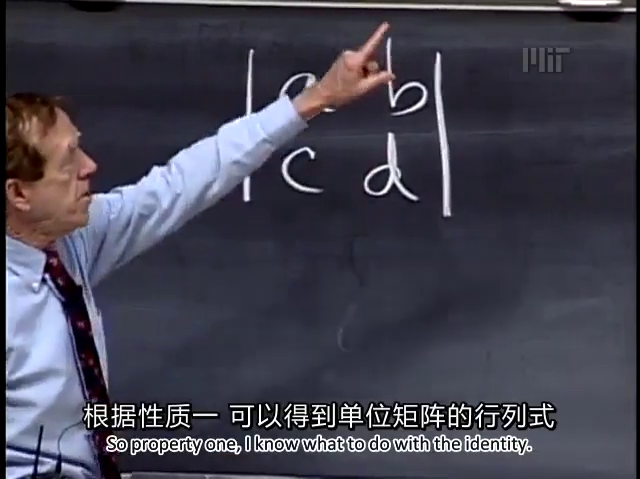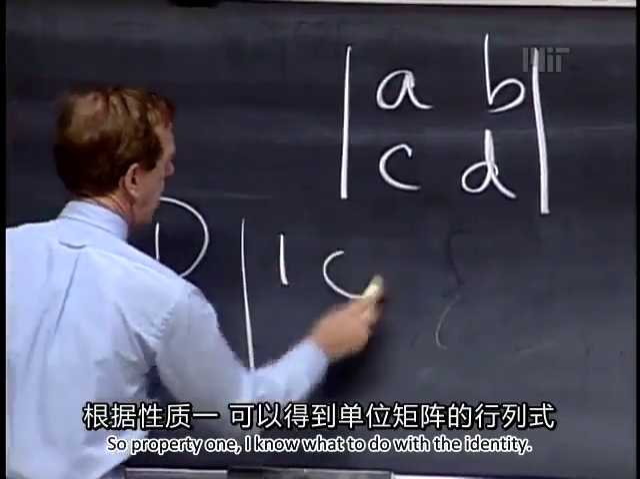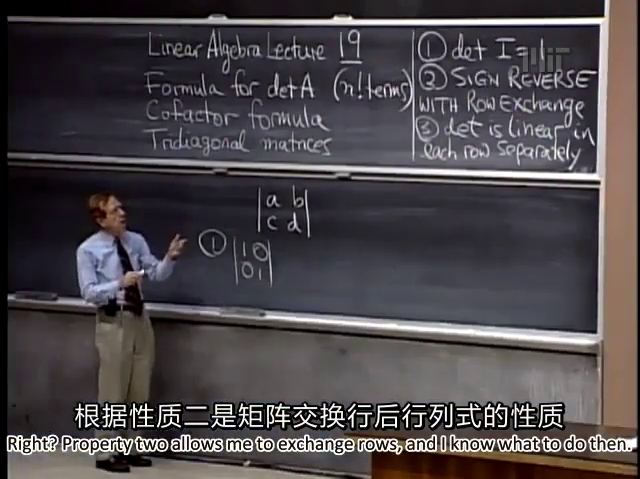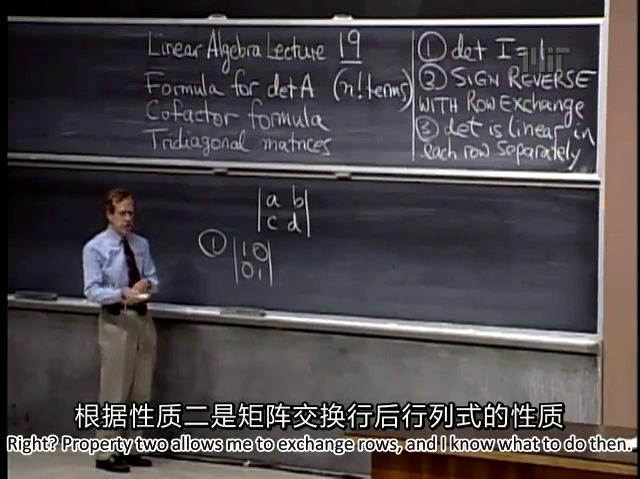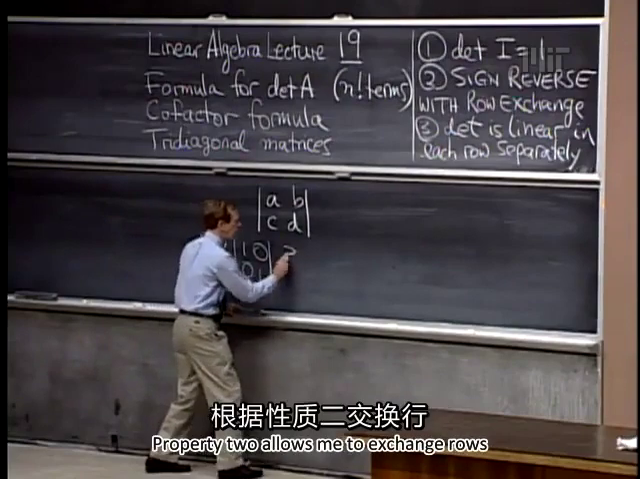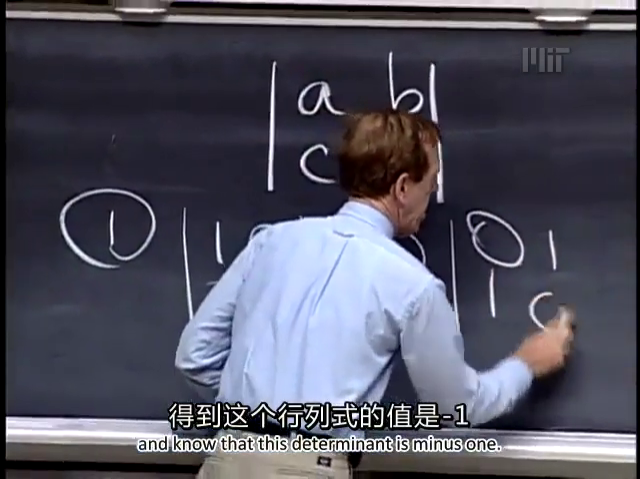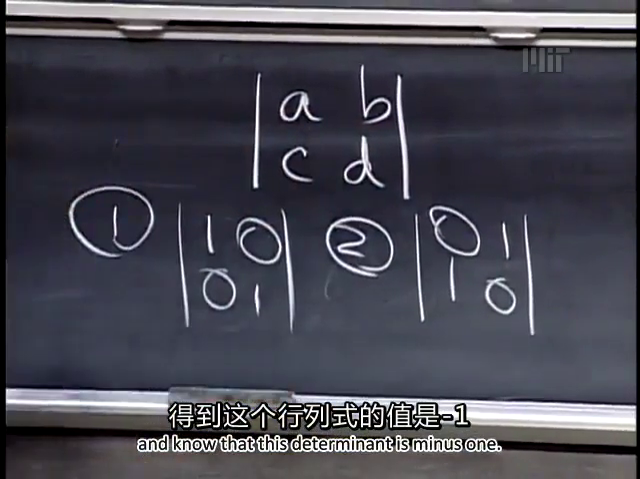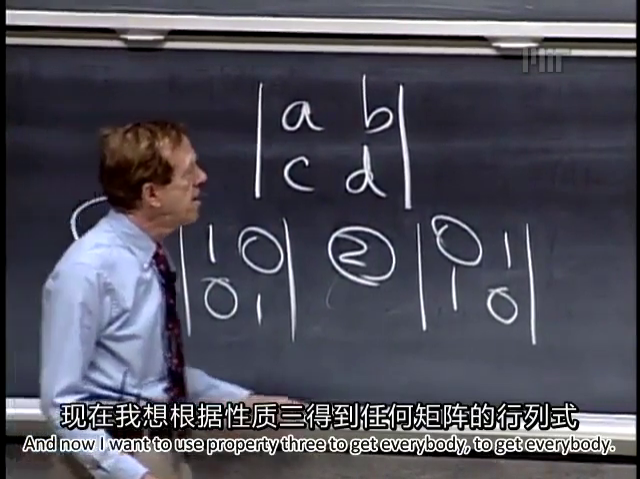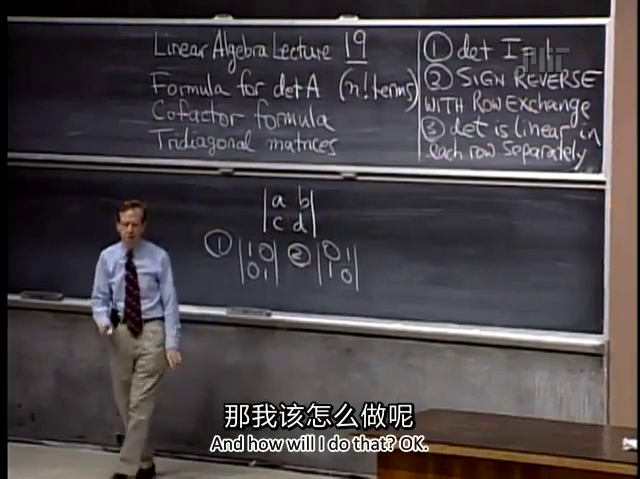Okay, so property 1, I know what to do with the identity. The determinant is 1. Property 2 allows me to exchange rows, and I know that this determinant is -1. And now I want to use property 3 to get everybody. And how will I do that?